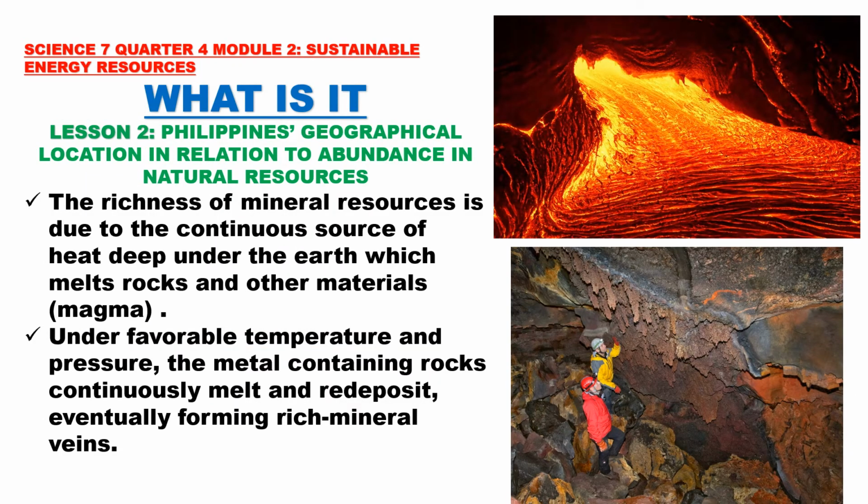The richness of mineral resources is due to the continuous source of heat deep under the earth which melts rocks and other materials. These molten rocks and other materials are called magma. Under favorable temperature and pressure, the metal-containing rocks continuously melt and redeposit, eventually forming rich mineral veins.